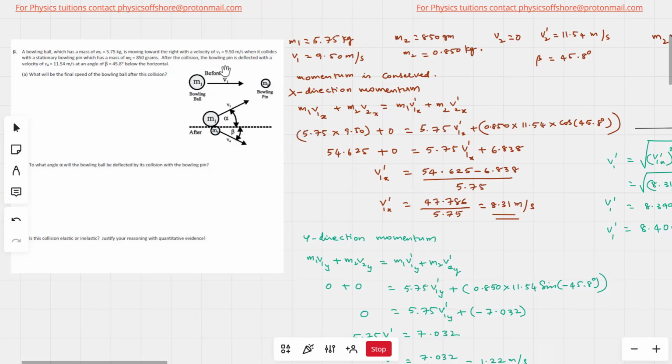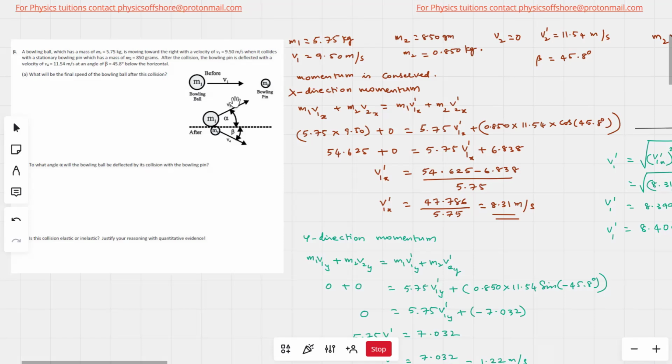Initially, you see the picture, the bowling ball is moving along the positive x direction, and then hits the bowling pin, which is stationary. So the entire motion is along the x direction. After the collision, the bowling ball and the bowling pin move in different directions with different velocities. So before the collision, we have only x direction momentum, and after the collision, we have both x direction momentum and y direction momentum.